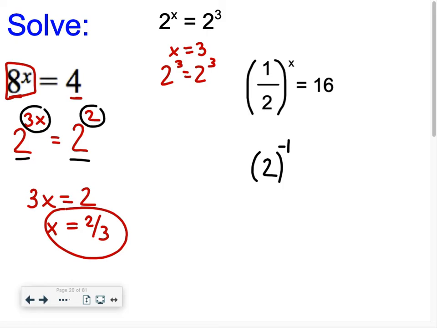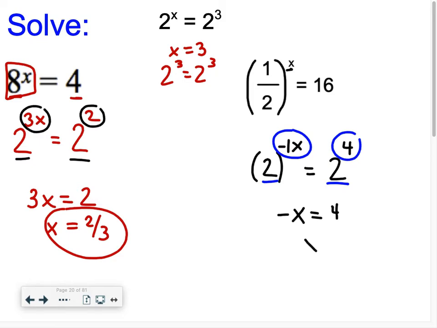So 1/2 and 2 to the negative first are the same. And then because I have an x here, don't drop that x down there. Okay, well 16 is also a power of 2. 16 is 2 to the 4th. And now that my bases are the same, I know my exponents also have to be the same. So I can set negative 1x equal to 4, divide both sides by a negative, and I will get x equals negative 4. So really key to both of these questions, we're getting the bases to be the same. And you might have to get a little creative.